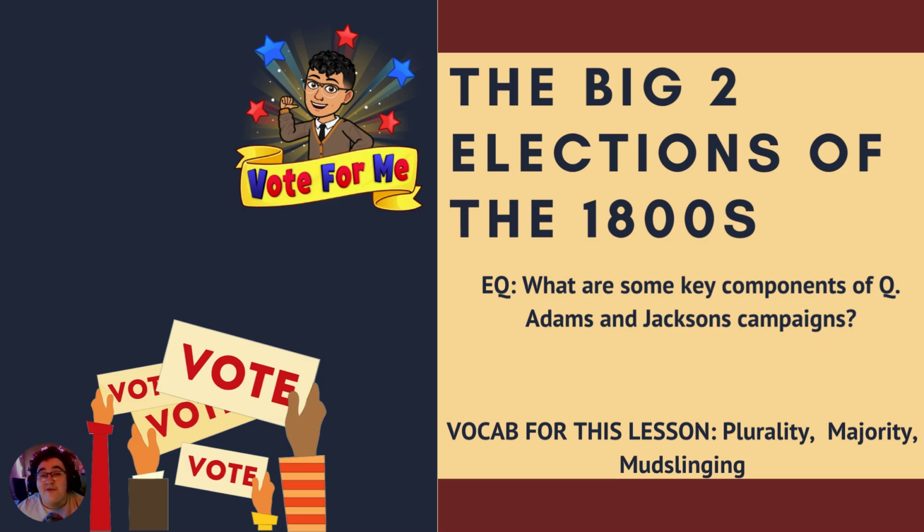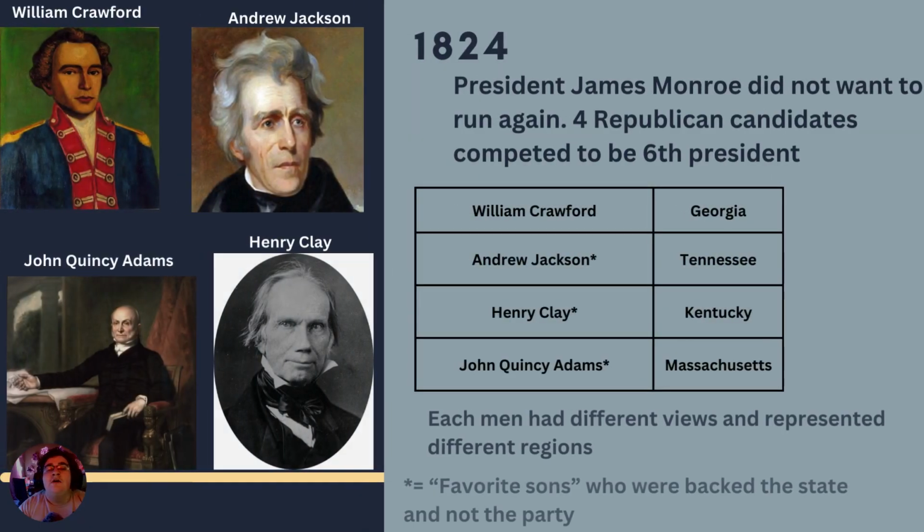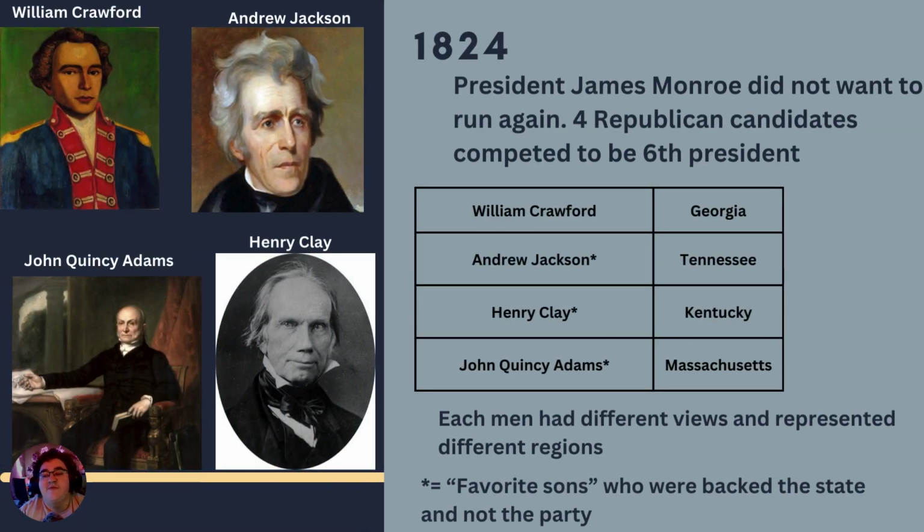Some important vocab that we're going to talk about a little bit more than normal is going to be plurality, majority, and mudslinging. So the president at the time was James Monroe, and he did not want to run again. That means that his spot was open no matter what. So four candidates come into play, which are William Crawford, Andrew Jackson, John Quincy Adams, and Henry Clay. All of these guys had some spot in politics except for Andrew Jackson up to this point in time.